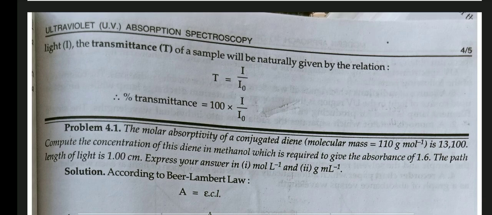The transmittance of a sample will naturally be given by the relation T = I/I0. Therefore, percent transmittance is equal to 100 times I/I0.